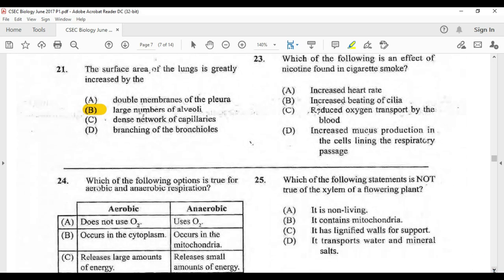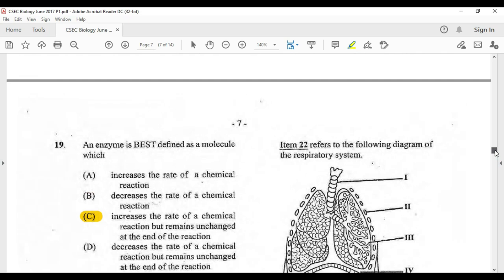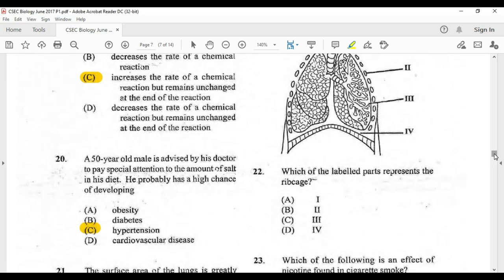And then we move on down to 22. Item 22 refers to the following diagram of a respiratory system. Which labeled part represents the ribs? Well, it's pointing on it, so it can only be that. So it's going to be B here.